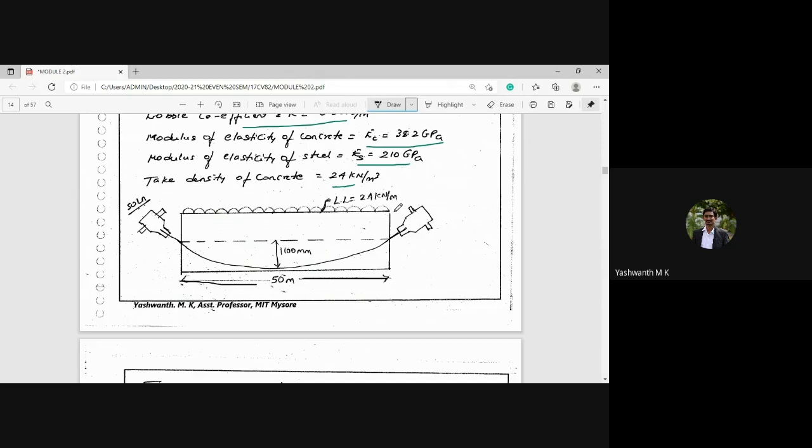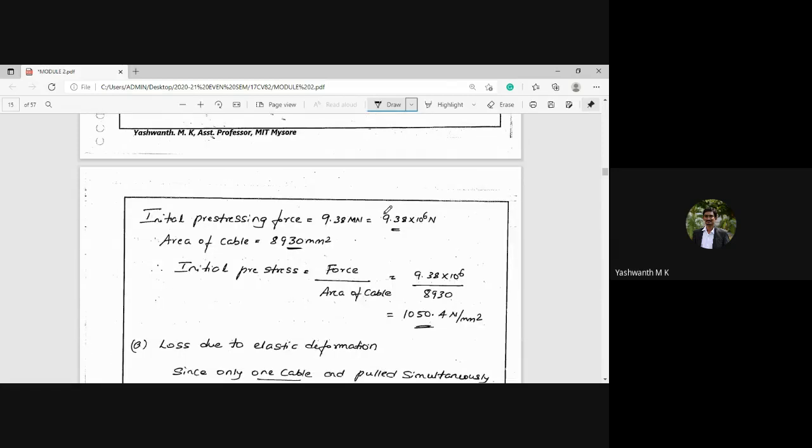Is it clear? Next, let me proceed with the first thing, the initial pre-stress. In the problem, they have given the initial pre-stressing force and the area of cable. With respect to these two parameters, calculate the initial pre-stress.